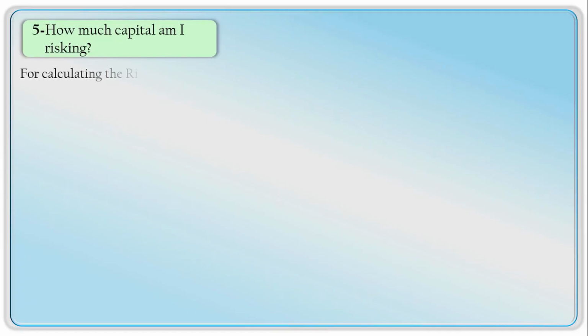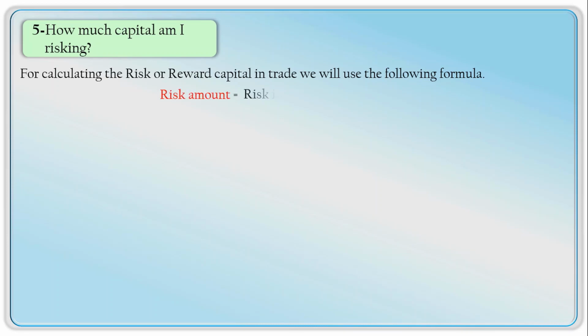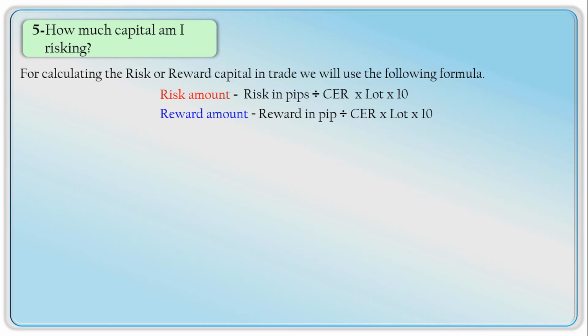So for calculating the risk or reward capitals in trade, we will use the following formula. Risk amount equals risk in pips divided by current exchange rate times lot times 10. This is the formula for calculating the risk amount. And for reward amount, we'll use the same formula: reward in pips divided by current exchange rate times lot times 10. So always remember this formula for calculating your risk and reward amount.